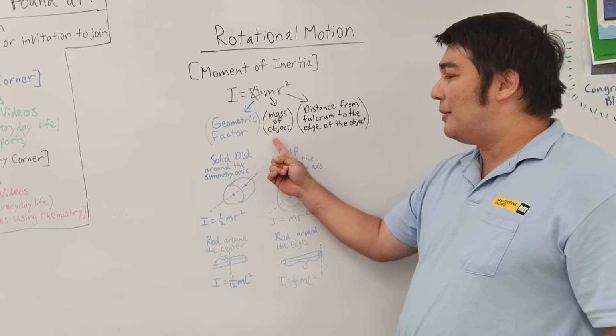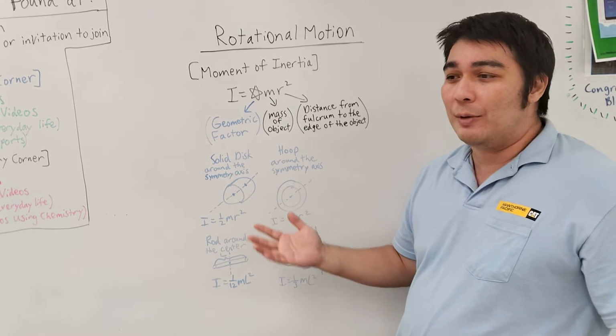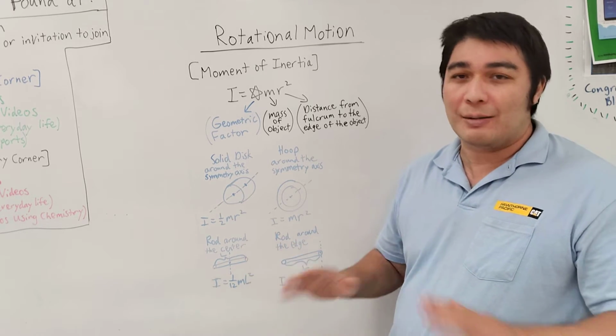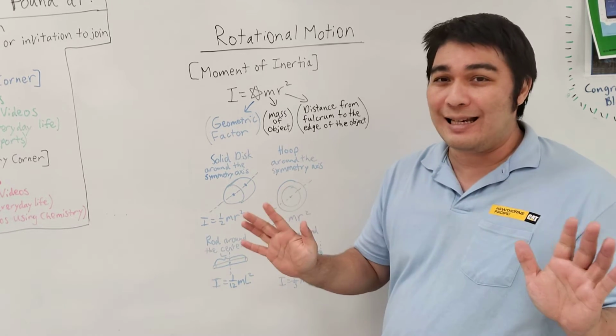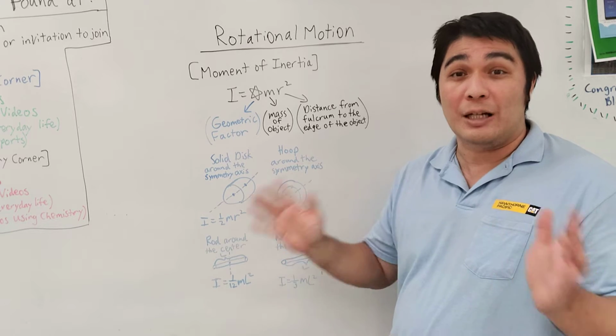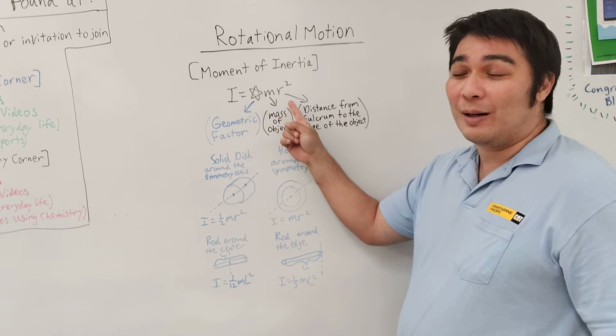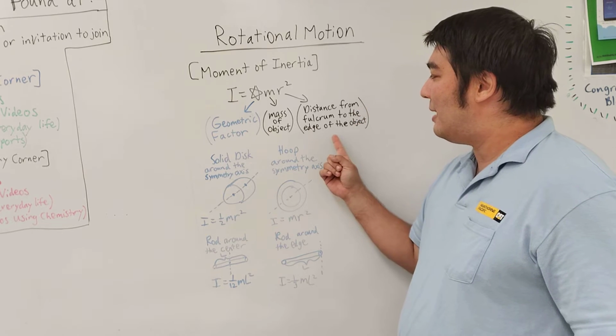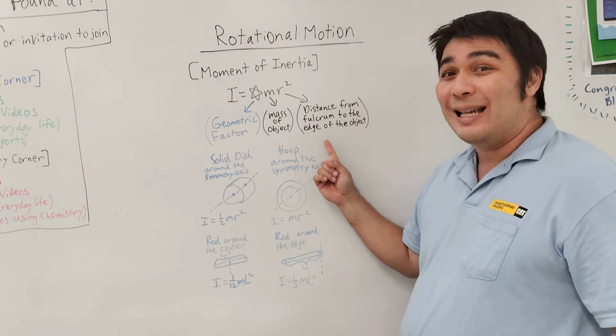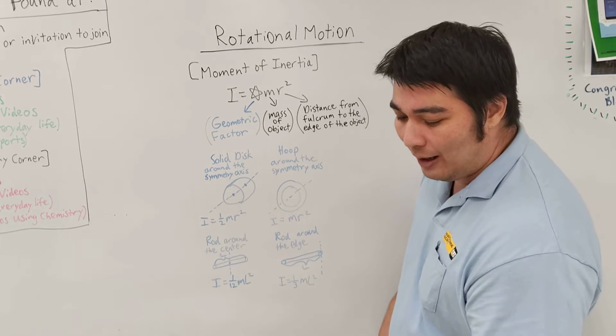Will the mass of the object change? No, there's not really anything more to say about that one, so I can just leave the mass of the object as is, just the way we did in linear motion. However, this radius is going to be very different, right? Because this is the distance from the fulcrum to the edge of the object.